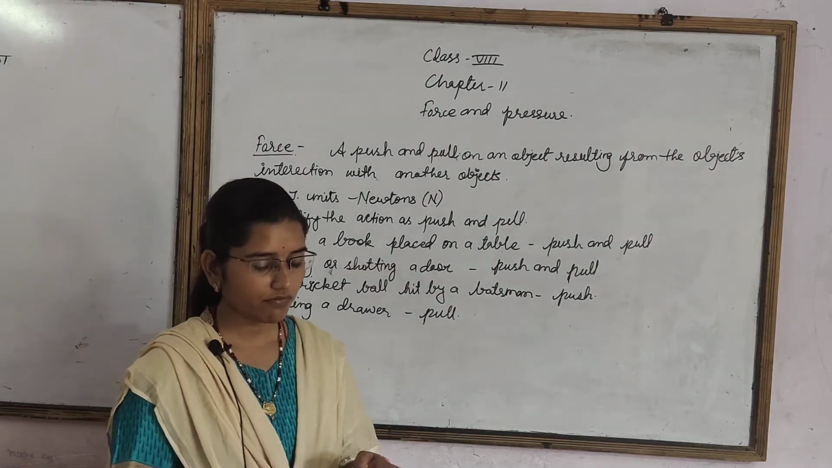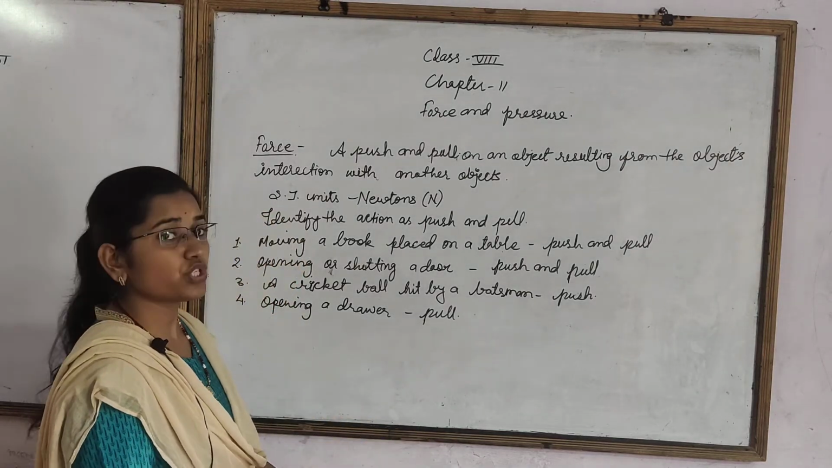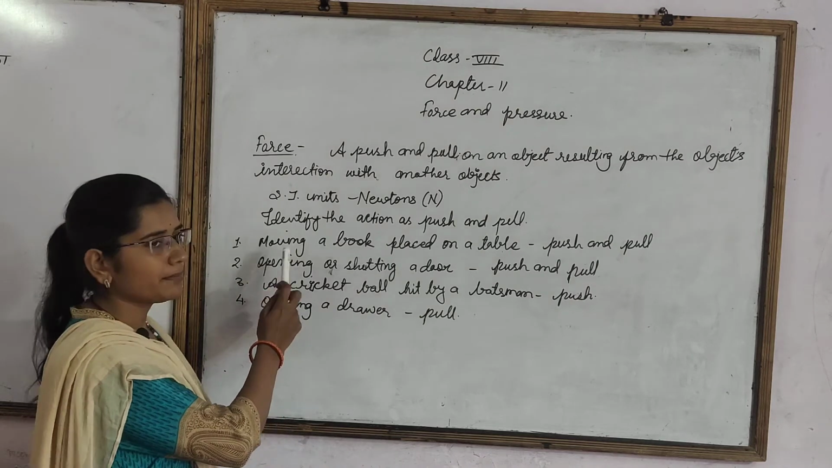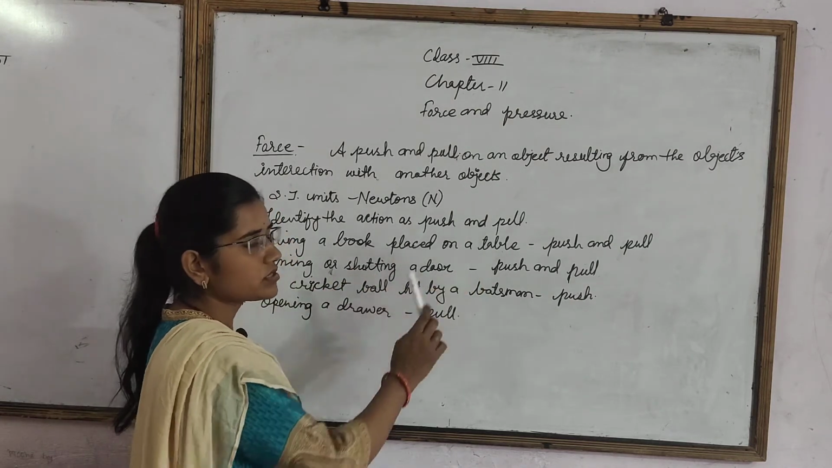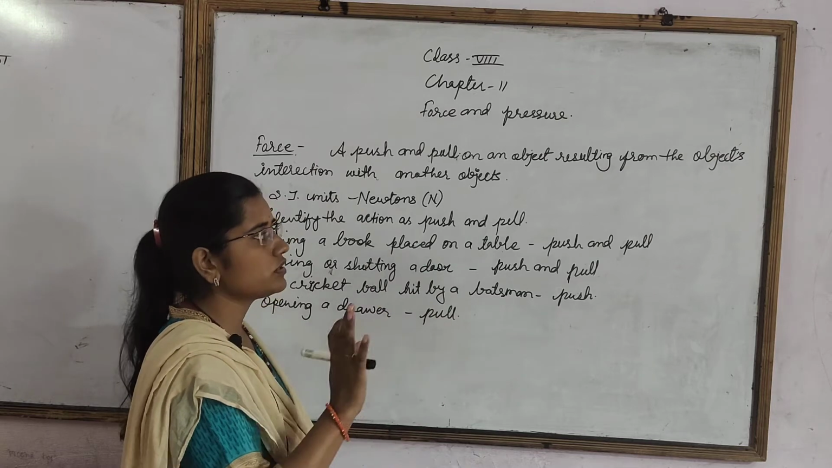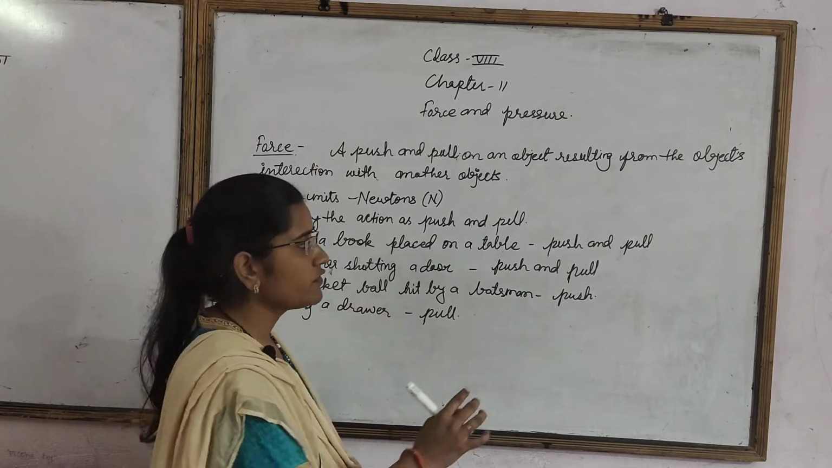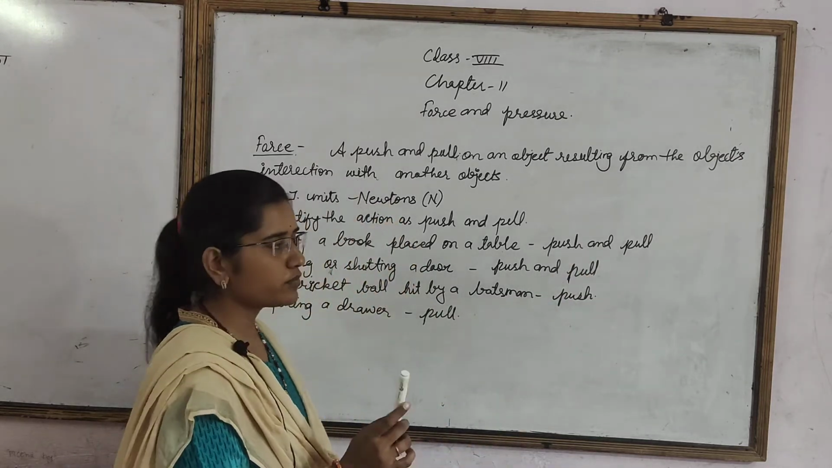Okay, now we have identified what is the action of push and pull. My first example is moving a book in place on a table. Suppose the book is in place on the table. So there was the case of push and pull.